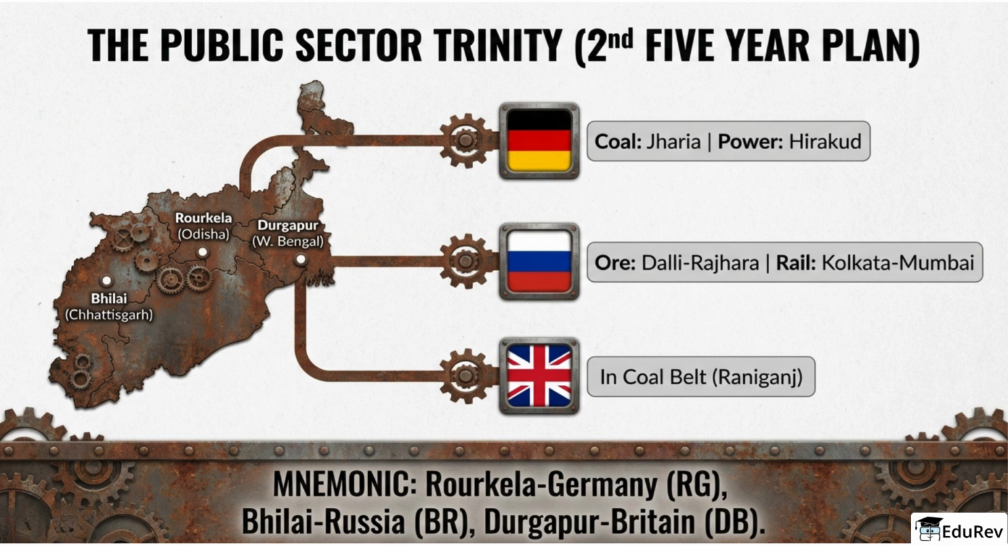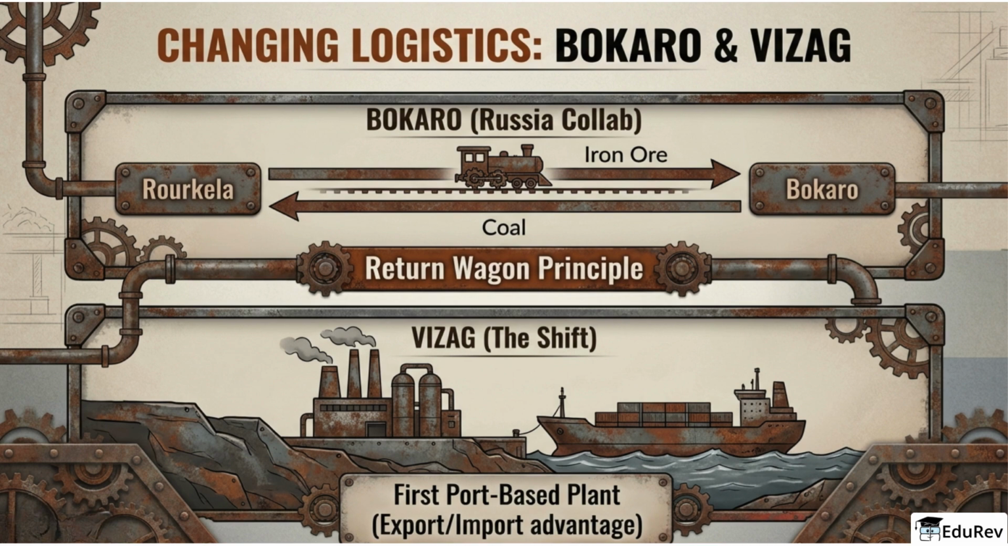The mnemonic given is useful because it prevents silly errors. Rourkela to Germany, Bhilai to Russia, Durgapur to Britain. If you mix these up, you lose a question you should never lose. Now we reach the logistics shift, Bokaro and Vizag.